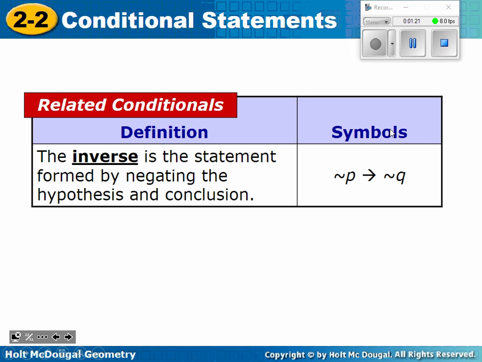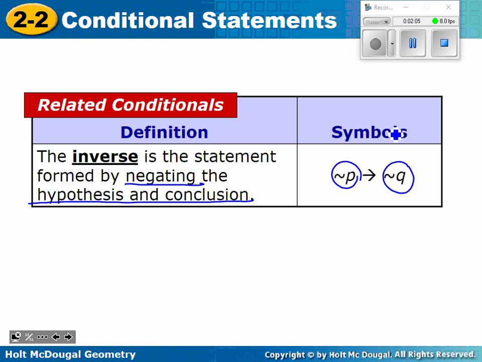Thank you. The inverse is going to negate the original statement. So it's going to add in those words: not, don't, can't, won't. It's going to do it to both the hypothesis and the conclusion. So it negates your hypothesis and your conclusion. So it's going to say, if not P, then not Q. Your symbolic notation will be squiggly P, arrow, squiggly Q. So that would say something like, if it is not raining outside, then the ground is not wet. So you're just adding in that not, won't, can't.